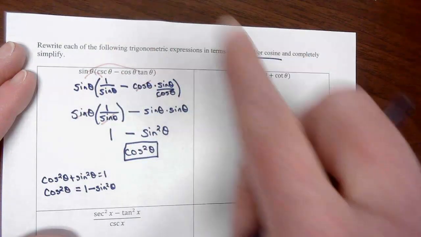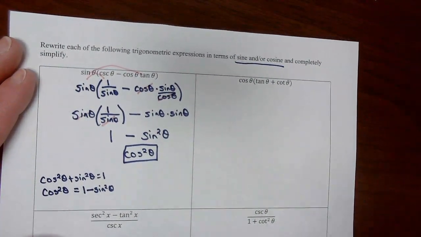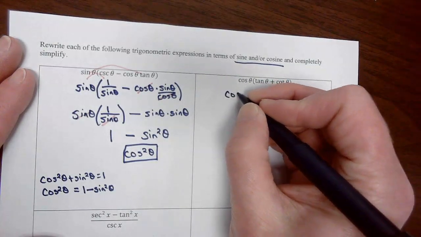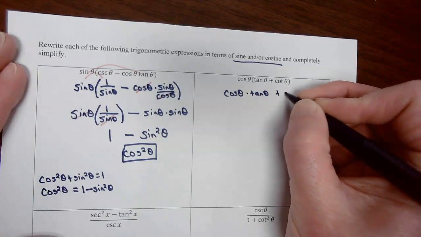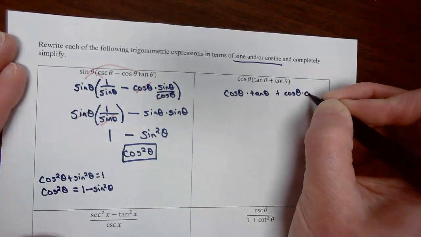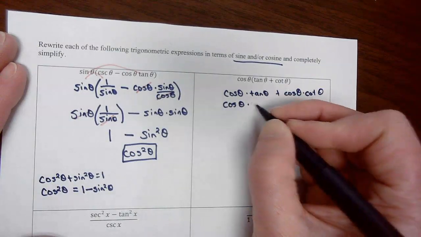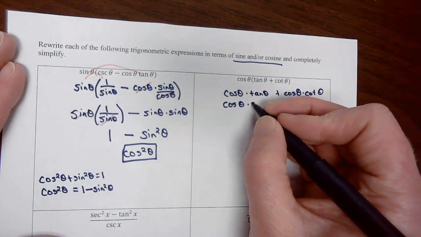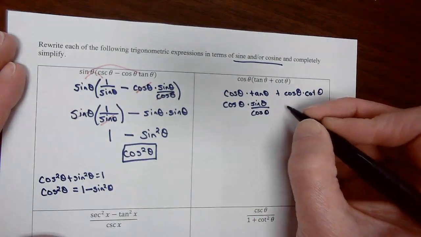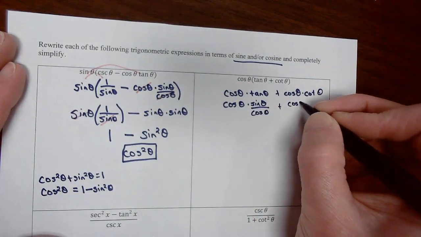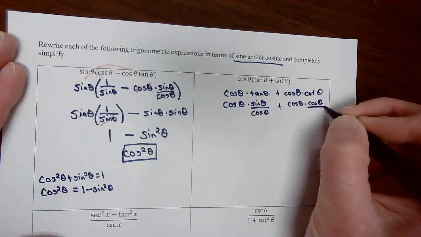Now, I knew I ended up distributing, so let's distribute first on this one. I'm just going to do that for just funsies. And then I'd have cosine times cotangent. I'm going to rewrite everything as sines and cosines. So tangent was sine over cosine. Over here I have cosine. Then cotangent was cosine over sine.